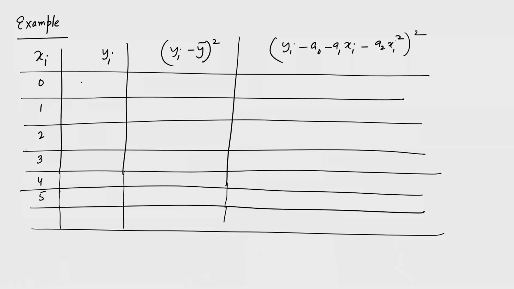So, y i is like 2.1, 7.7, some experiments have given this, 13.6, 27.2, 40.9, 61.1. Okay. So, if you sum this comes out as 152.6.